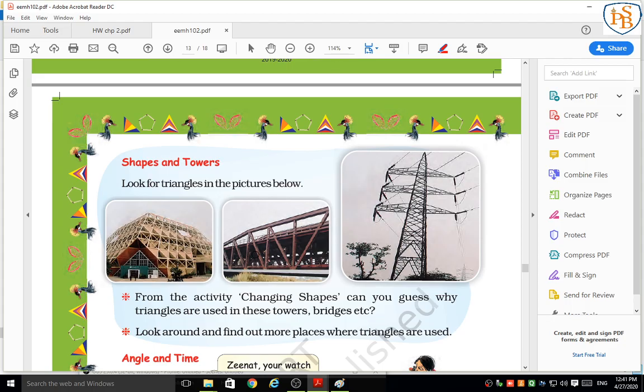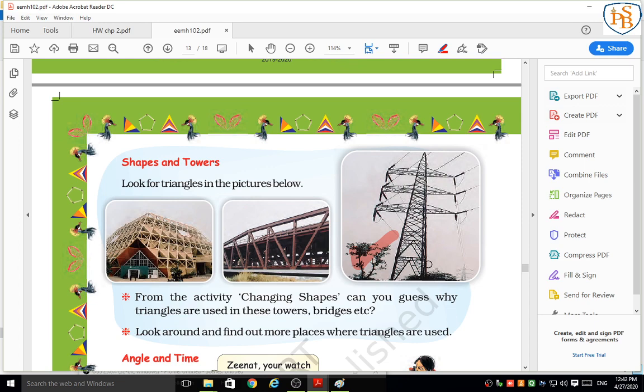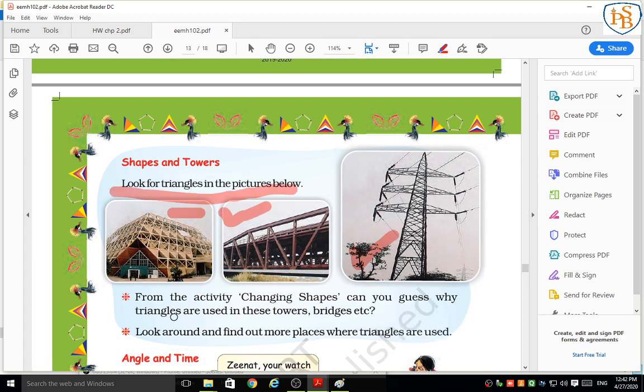If you see the pictures, we have 3 pictures. The pictures are of a tower, a bridge, and a building. In that tower, bridge and building also, we have different types of angles that they want to show us. Let's see. Look for the triangle in the pictures below. Can you find the shape of a triangle? Very good.